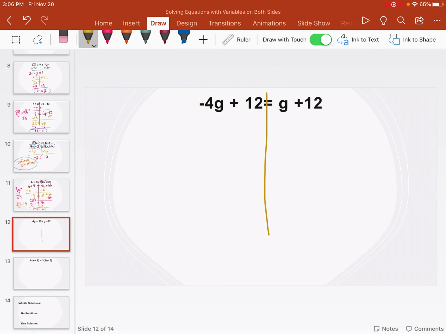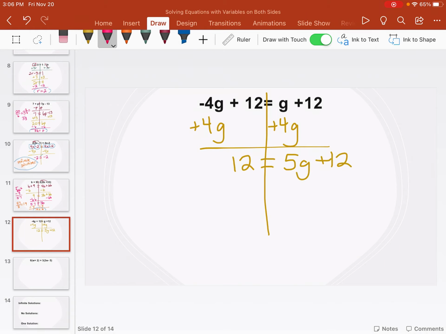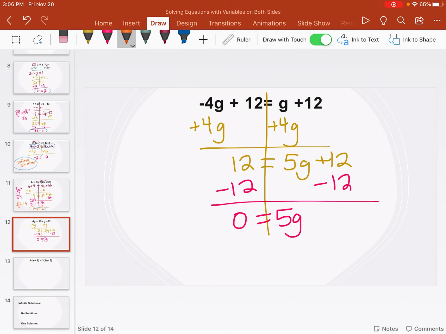Go ahead and solve it. I would add 4g to both sides. So I have 12 equals 5g plus 12. Subtract 12. So I have 5g equals 0. Keep going though, this is not a no solution. Divide by 5, divide by 5, and g is equal to 0. That is a solution.